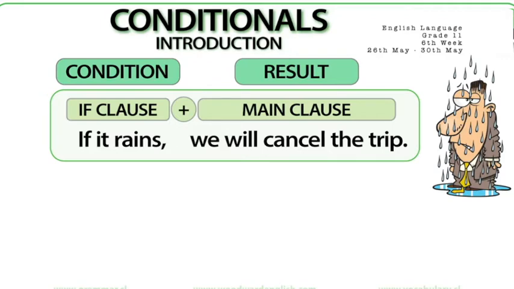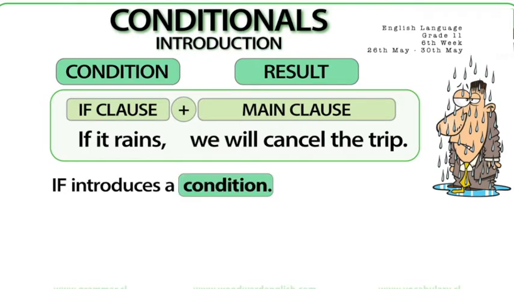And what is the result of this condition? We will cancel the trip. There is always a condition and a result. The if clause introduces a condition. The main clause is the result of that condition. What happens in the main clause is conditional to what happens in the if clause. In other words, the main clause only happens when the events in the if clause happen.